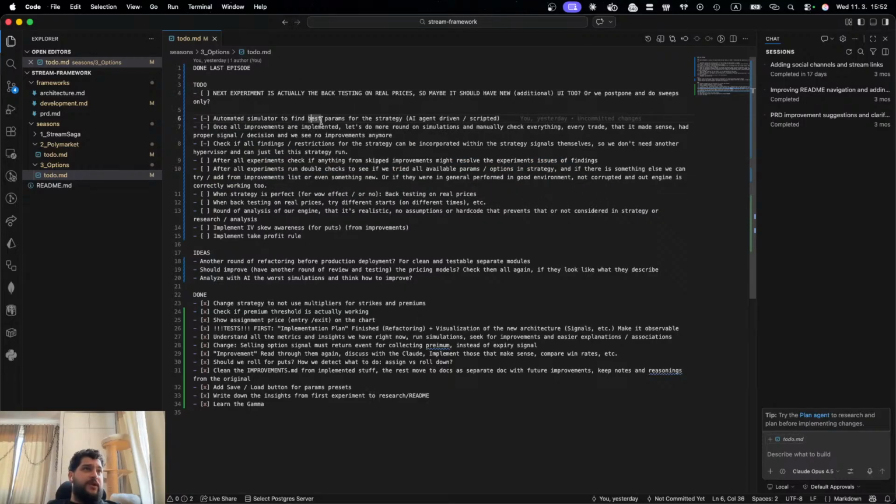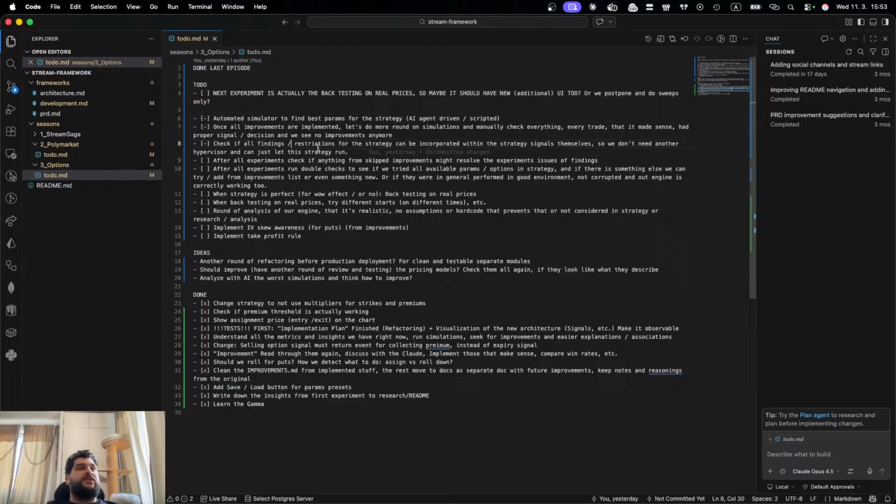Automated simulator to find the best params for the strategy. AI driven scripted. This is what we are doing now. Once all improvements are implemented, let's do more rounds of simulations. Manually check everything, every trade, that it makes sense. Add the proper signal decision. No improvements anymore. Okay, check if all findings and restrictions for the strategy can be incorporated within the strategy signals themselves, so we don't need another hypervisor and can just let the strategy run.